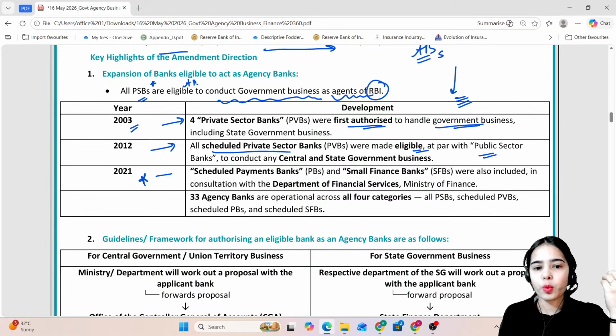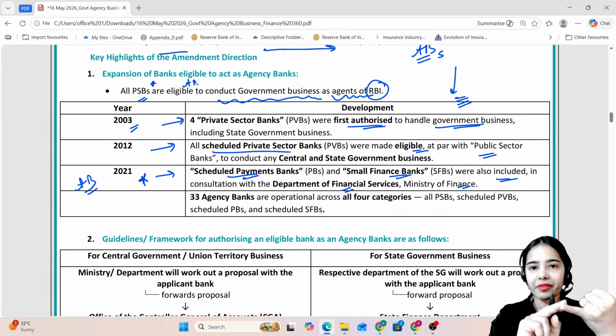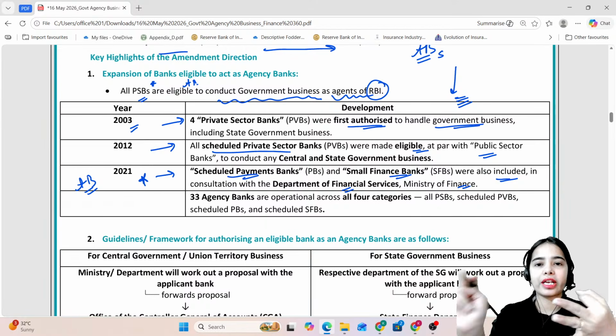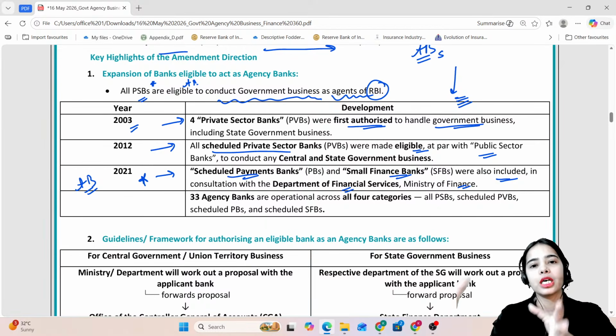In 2021, the scheduled payment banks and the small finance banks were also included, in consultation with the Department of Financial Services, Ministry of Finance, to be eligible to become the agency banks. So now the private sector banks, public sector banks, scheduled small finance banks and the payment banks can become the agency banks. So remember which can become the agency banks. These are the 4 categories of banks that can become the agency banks.